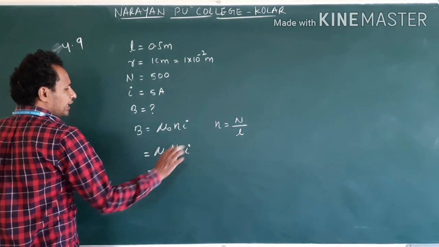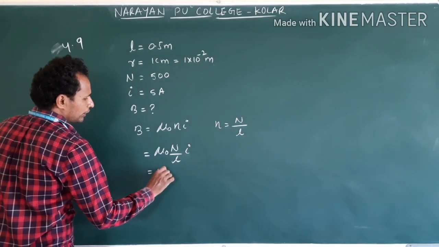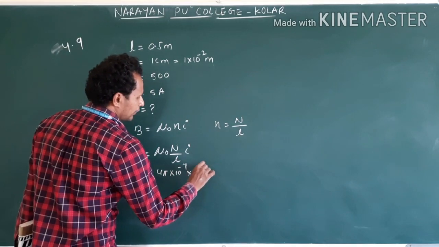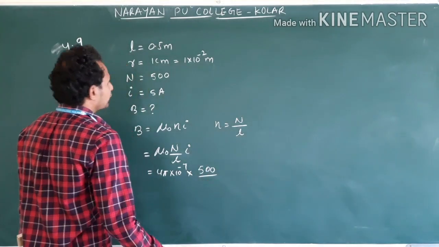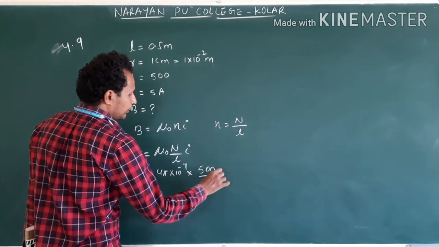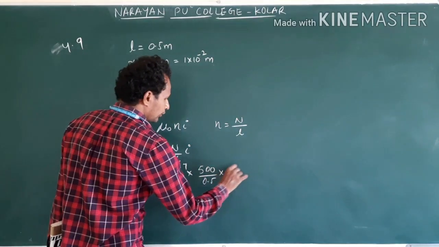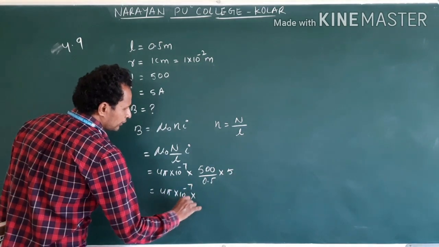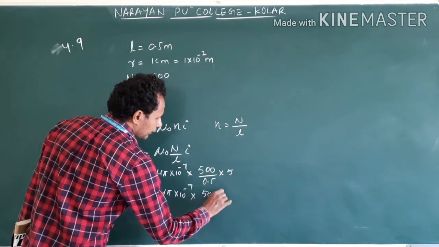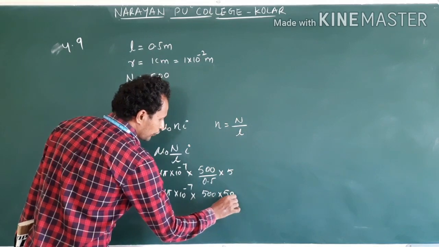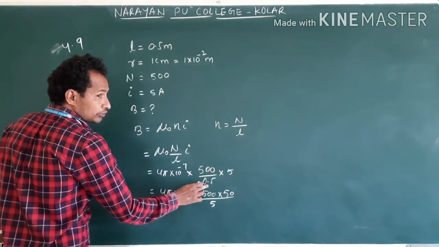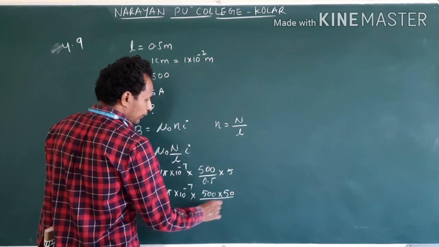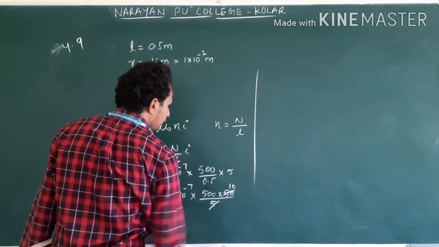Clear? Now substitute the value of mu naught, 4 pi into 10 power minus 7, capital N is 500, divided by 0.5, into the current. What is the current? 5. So this is 4 pi into 10 power minus 7 into 500 into 5 by 0.5. You can write 0.5 as 5 by 10. The 5 ones are 5, and the tens come up.